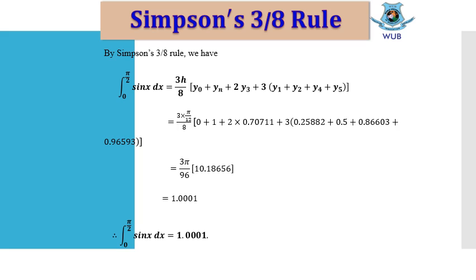Now just put all the values in the rule to find the area of the equation, which is 1.0001, and this is your desired result.